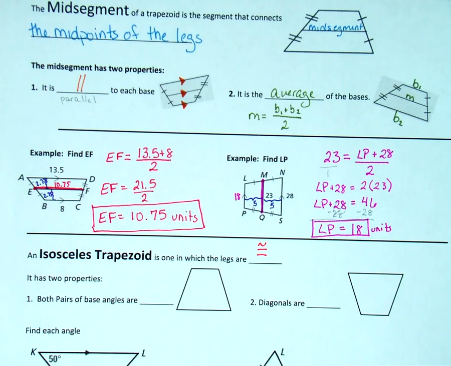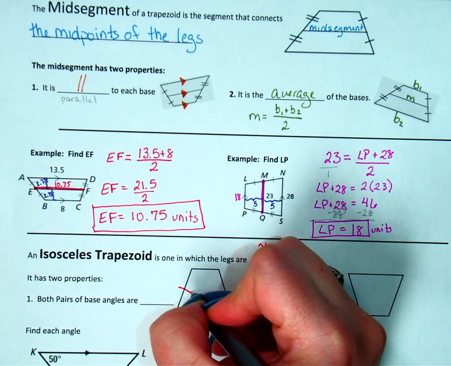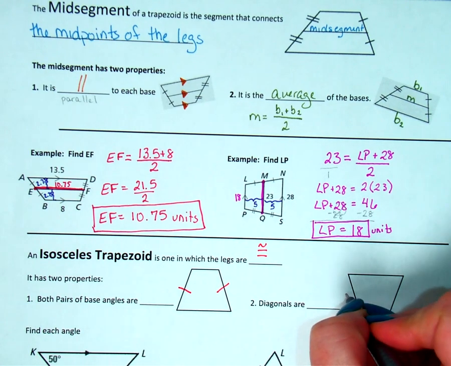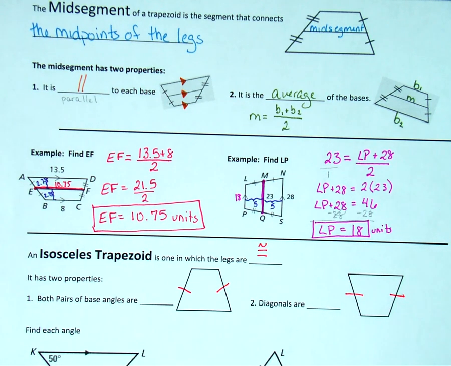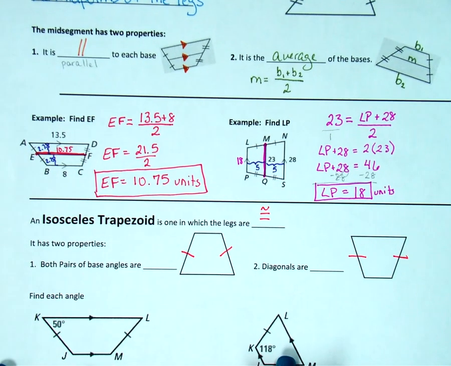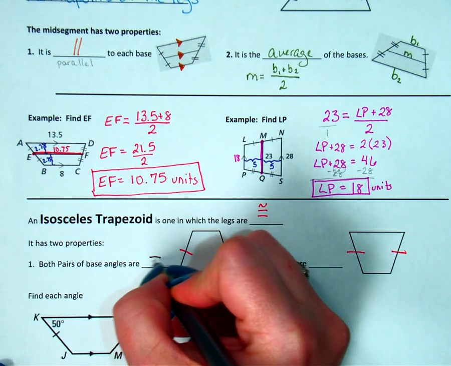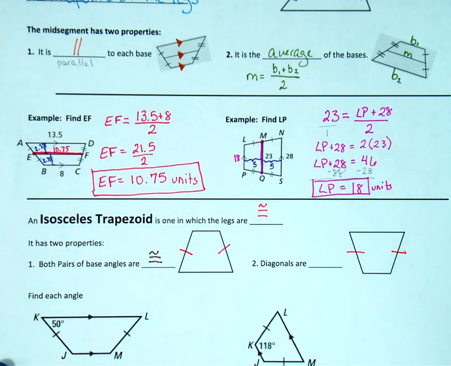So just like on an isosceles triangle, you're going to have two equal legs, here and here. Okay, so we have two properties that are super important to know about our isosceles trapezoid. The first one is that both pairs of base angles are congruent.